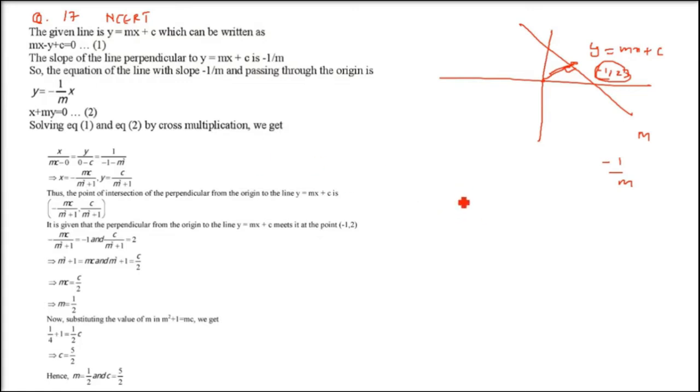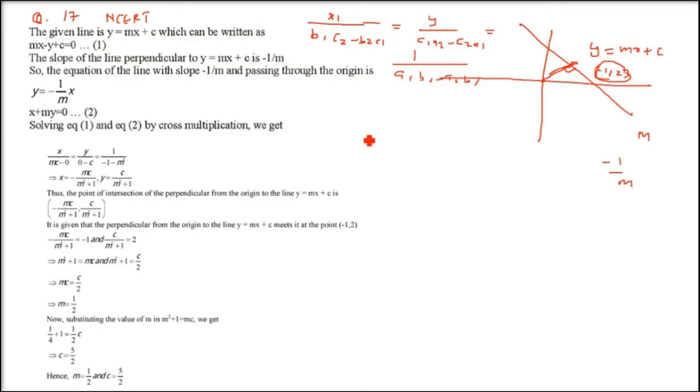I earlier told you what to do, in place of x by something, y by something, and 1 by something. Let me just confirm it so that you can solve it. There are two lines. x divided by b1 c2 minus b2 c1 equals y divided by c1 a2 minus c2 a1, and this equals 1 divided by a1 b2 minus a2 b1.